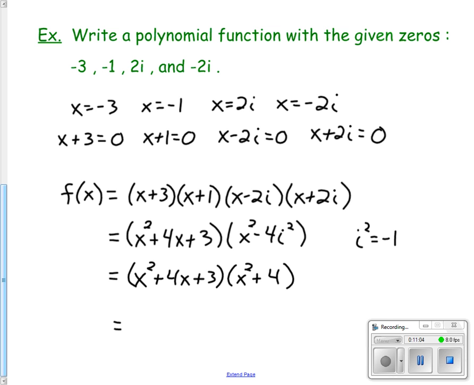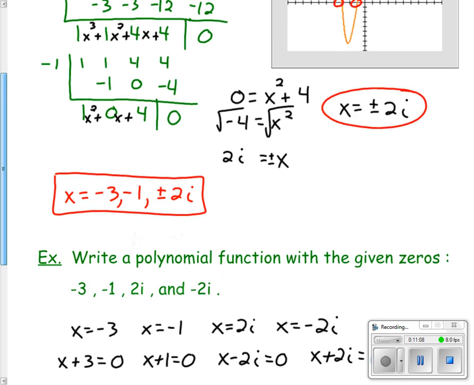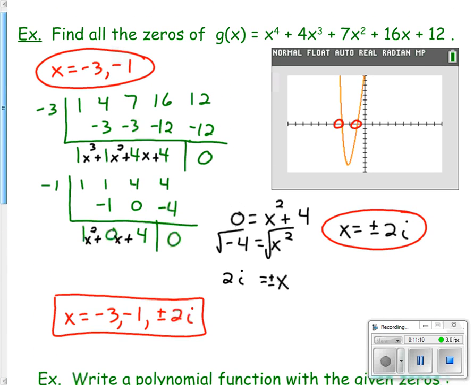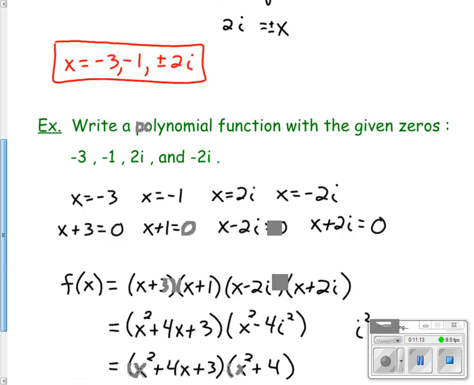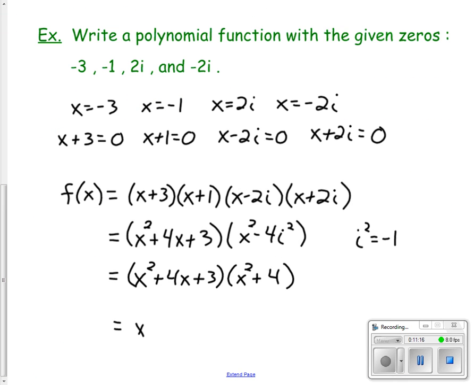Now, if I multiply this out, I'm going to wind up with my polynomial, which, as we know, was x to the 4th plus 4x cubed plus 7x squared plus 16x plus 12.